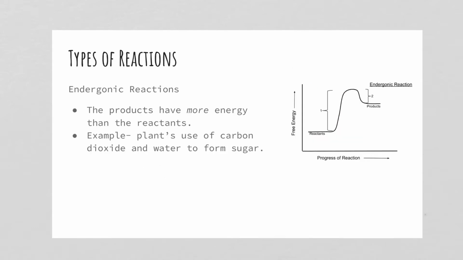Another type of reaction is an endergonic reaction. Here you can see your products have much more energy than the reactants. The free energy has increased. We see this a lot in things like plants when they use carbon dioxide and water. Those are very low energy molecules, but they end up making a very high energy product, which is sugar.